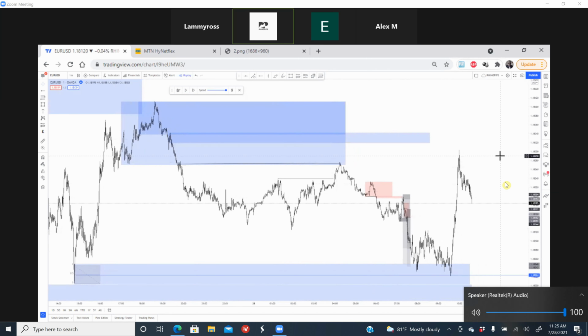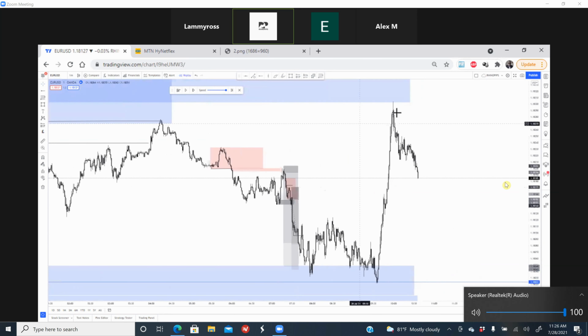It's going to lead to a what? A BOS. All right, so I think that's exactly what happened. You see, we have this up here. And don't forget the open is also available for price to tap, and it has already tapped that.